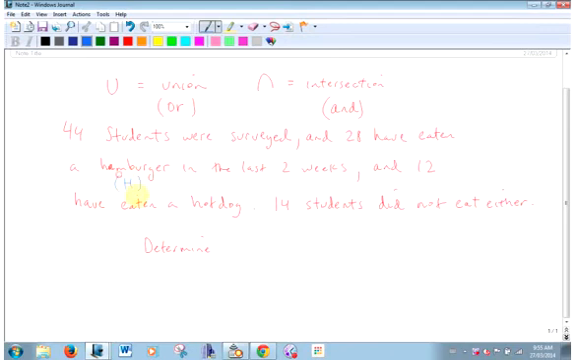I'm going to call hamburgers H, and because I got two fast food things here that start with an H, I'm going to call hot dogs D for dog, okay? You can choose your own letters if you want, Tristan. Now, what does this say? H union D. It doesn't say HUD, okay? H union D. Think of it as "or", okay?